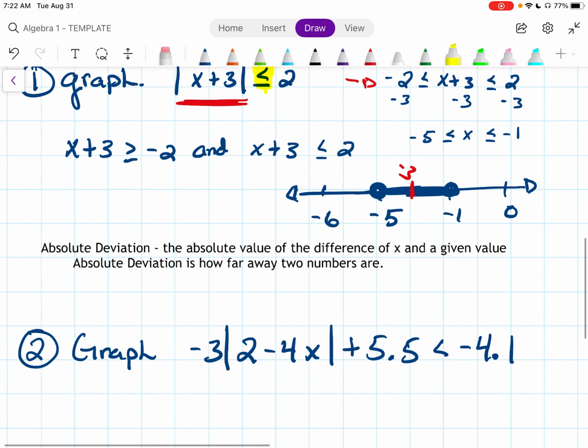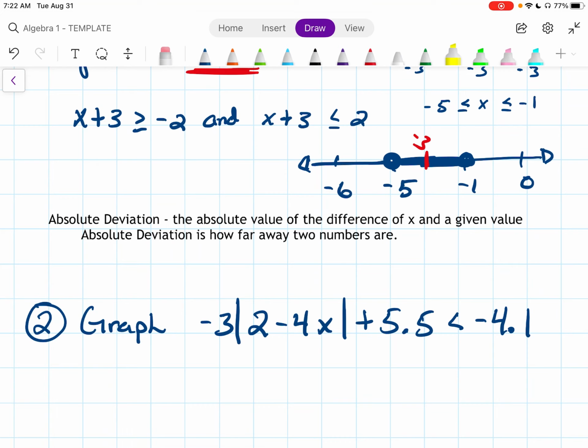All right, next up, a definition. The absolute deviation is the absolute value of the difference of x and a given value. In normal terms, absolute deviation is how far away two numbers are. If we're talking about one number being x and one number being 5, you'd subtract them and find the absolute value. This would be the same thing as the absolute value of 5 minus x.